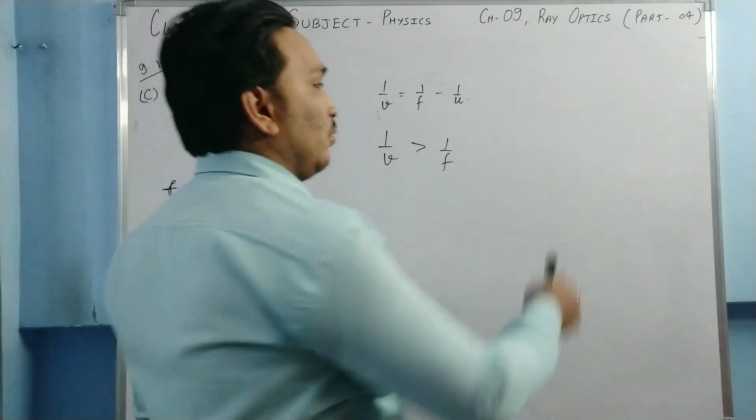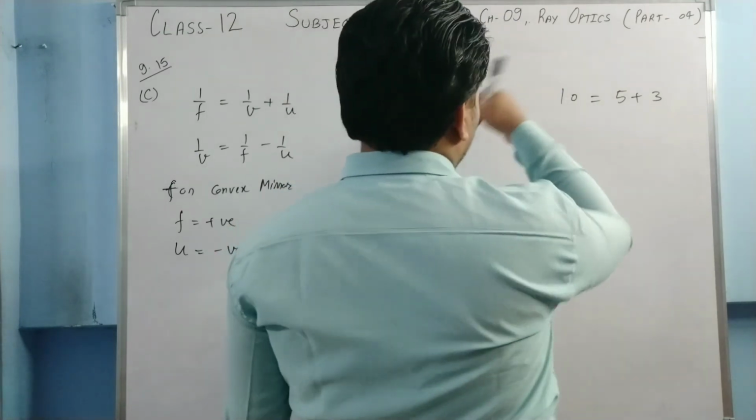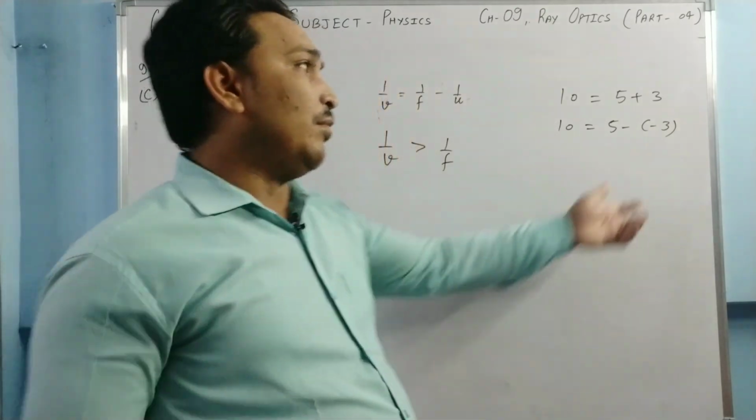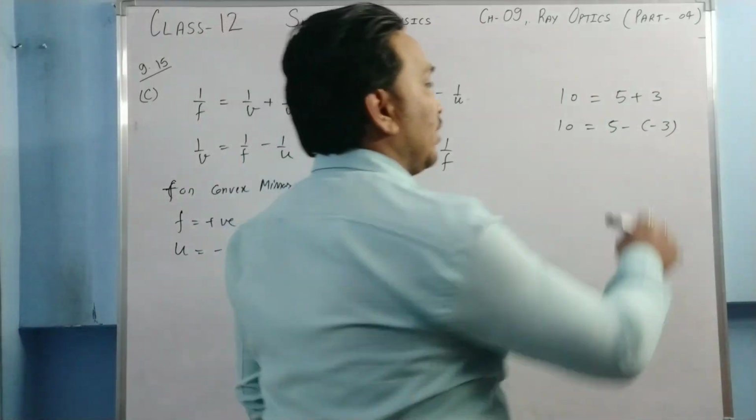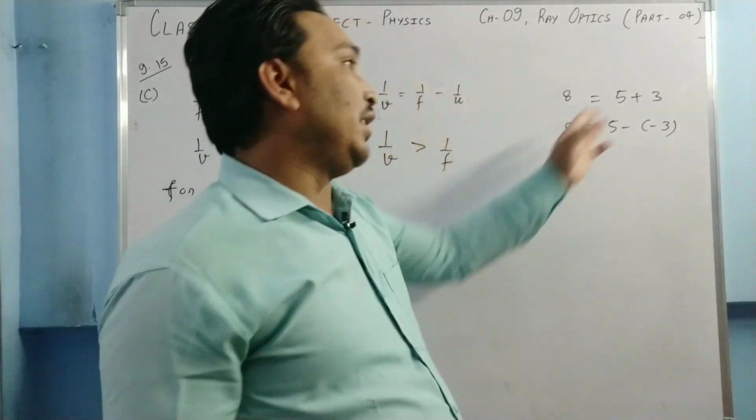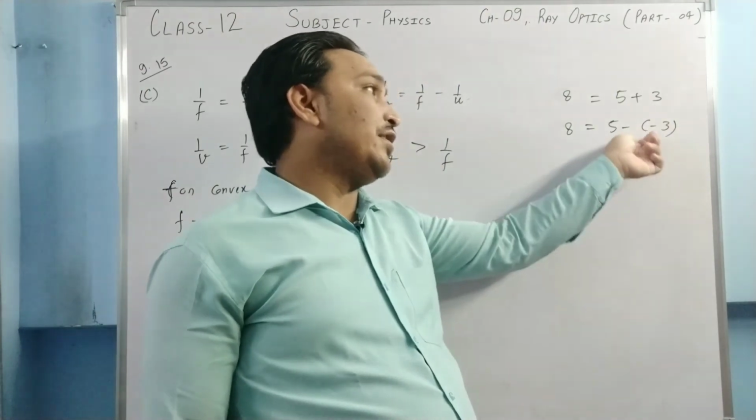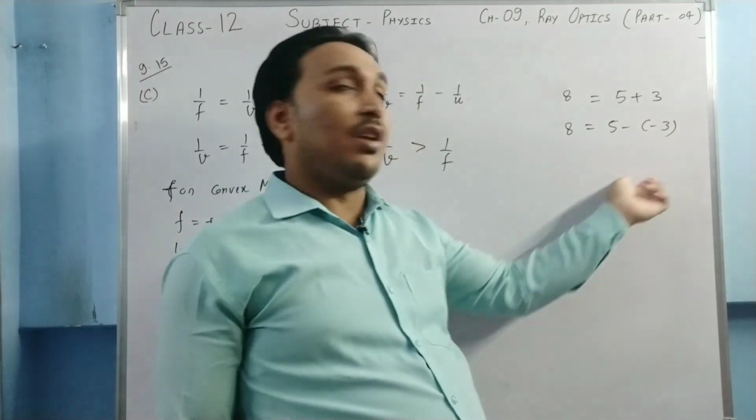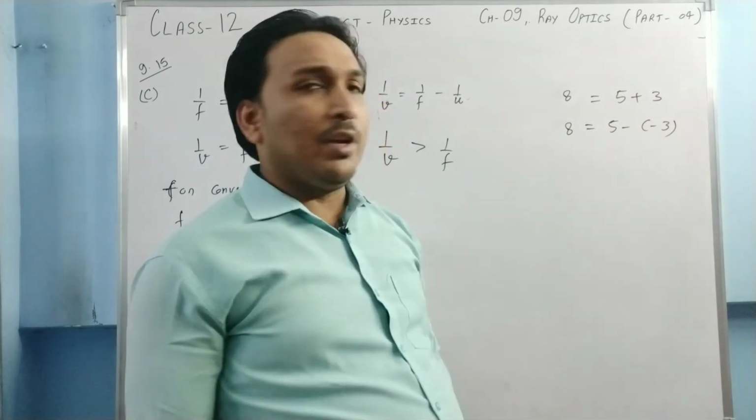Suppose 5 minus minus 3. Minus 3 is negative, it is written with a negative sign, it becomes positive. Sorry, it should be 8. So 5 plus 3 is equal to 8, or 5 minus minus 3 is equal to 8. So basically that minus 3 is negative, it is written with a negative sign, so it becomes positive. Now 5 is being added to some positive quantity, then it becomes 8. So if you compare 8 and 5, obviously 1 by 8 should be less than 1 by 5.